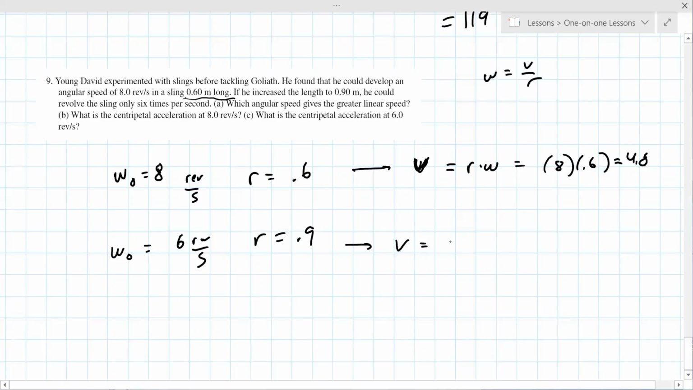So v equals r omega down here. 6 times 0.9, which is 5.4. And that's what we're choosing between. Which one is better? Well, it's this one, because it's bigger. The velocity is bigger.